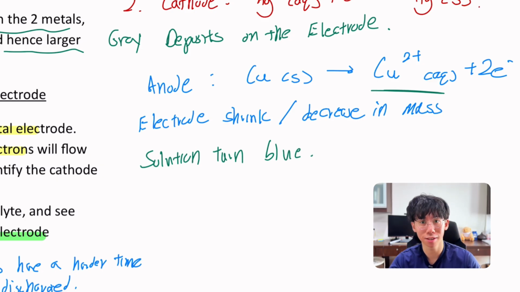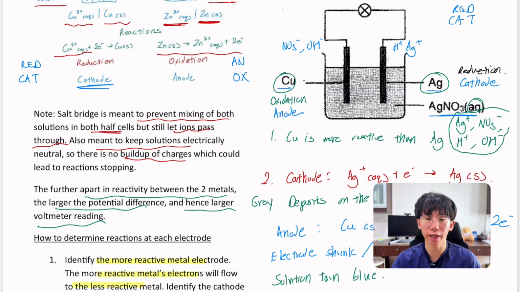Now, if I were to compare the voltmeter reading of this reaction over here to something like magnesium and copper as the electrodes, I would say the voltmeter reading here is lower because the difference in reactivity is lower between the two metals we're using, which is copper and silver. So there are very common questions in the exams that will ask you to compare the voltmeter readings, and you have to take note this important concept. The voltmeter reading, which measures the potential difference, is determined by the difference in reactivity.